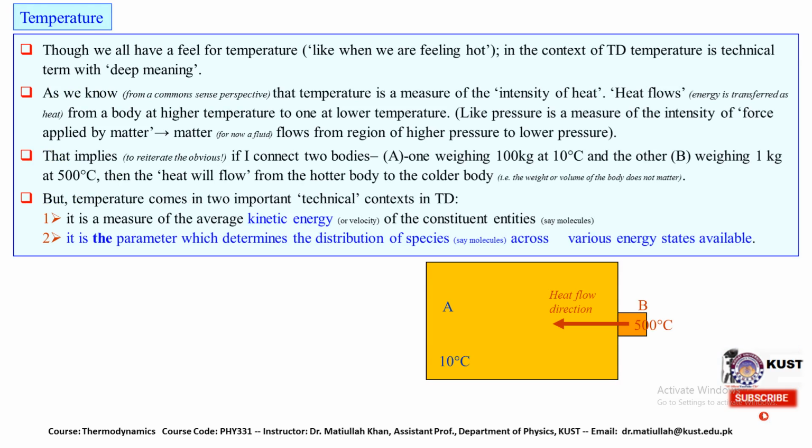So temperature is something we feel: increasing temperature means hot, and decreasing temperature means cold. Temperature is the measure of the intensity of heat, and heat flows from a body at higher temperature towards a body at lower temperature. If two bodies are in thermal contact with each other and one's temperature is higher and the other's is lower, then heat will flow from the body at higher temperature toward the body at lower temperature, and this flow of heat will continue until both bodies achieve the same temperature.